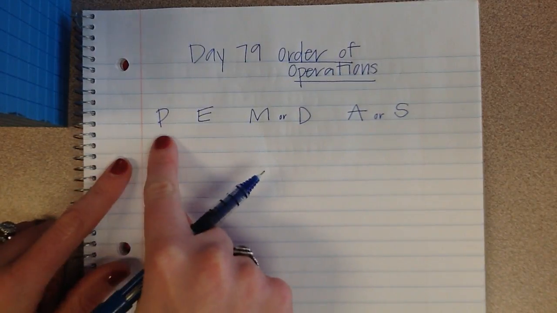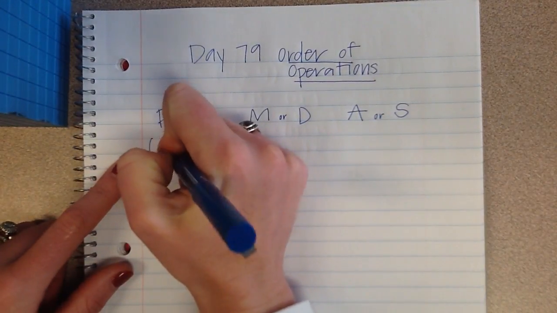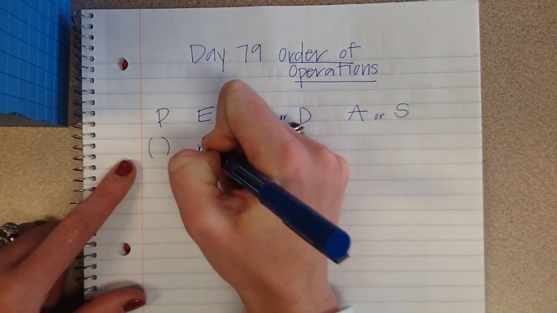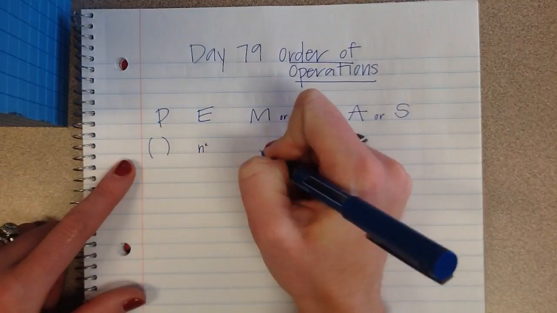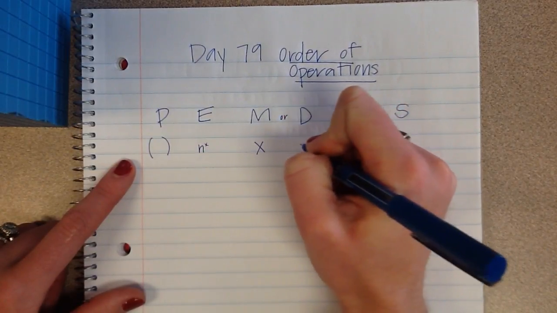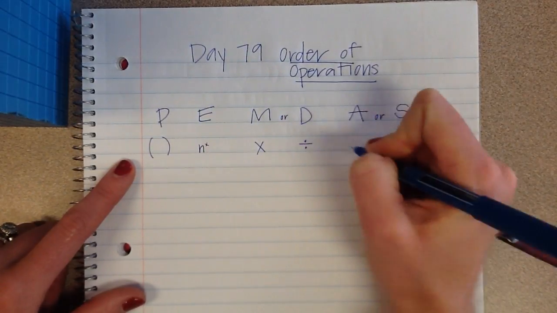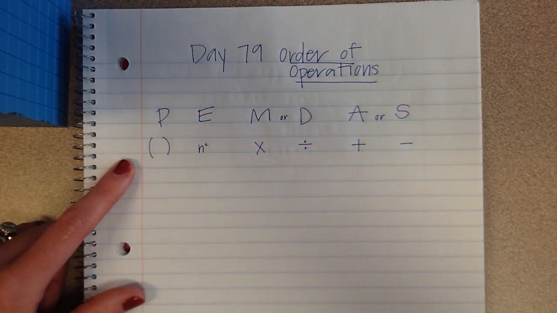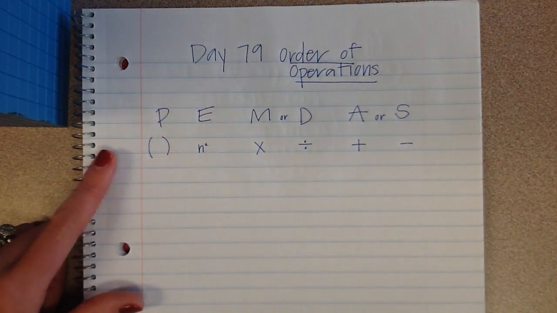So, P stands for parentheses. E stands for exponent, so I'm going to put a little N and a little X there. M is for multiplication. D is for division. A is for addition. And S is for subtraction. Okay.